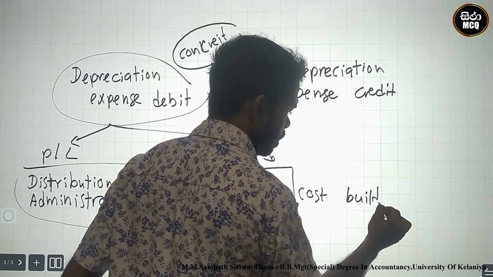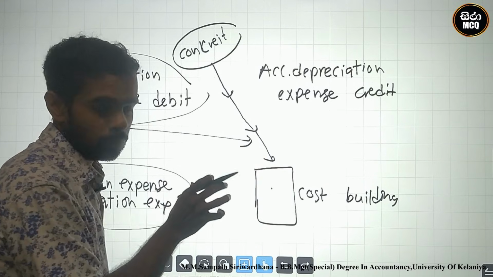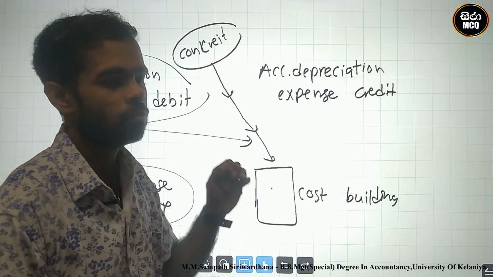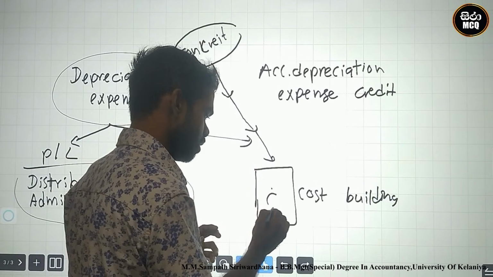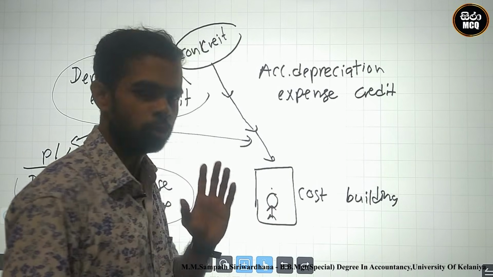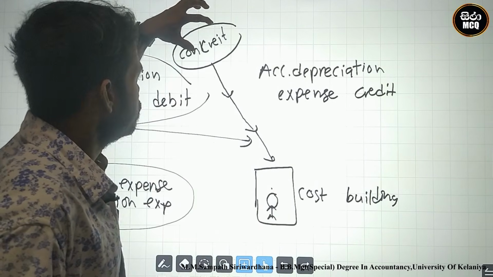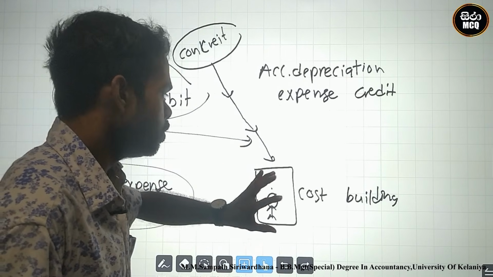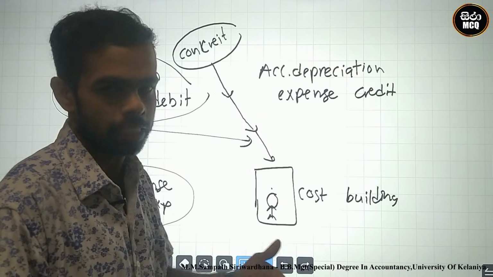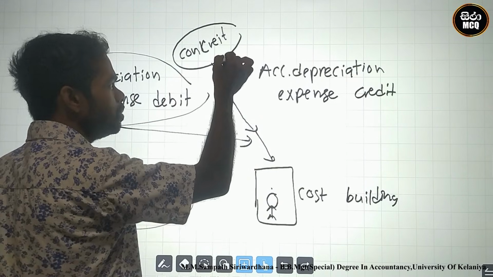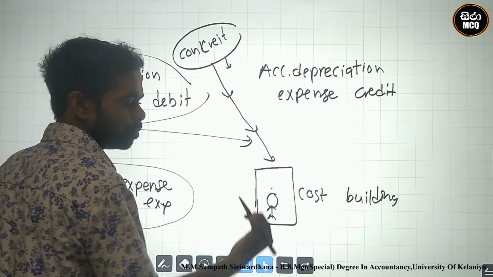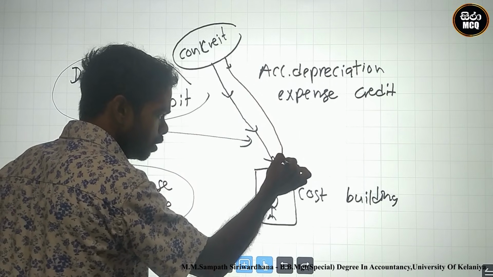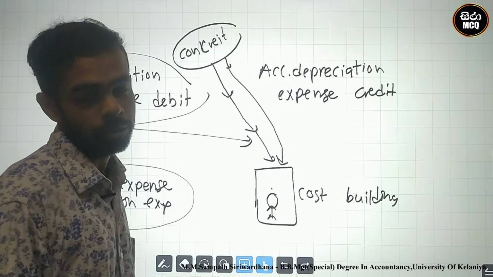Why? To generate this new building, the concrete machine is depreciated. You can think of it this way: your father creates you for the purpose of some workings. At that point, the father is depreciated to generate you. Therefore, the father's depreciation, the father's blood, is included in your cost, like the cost of the building.